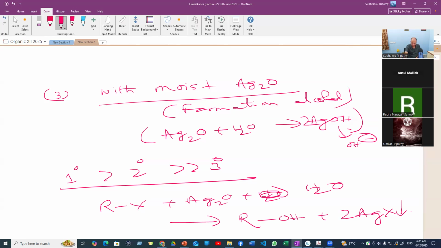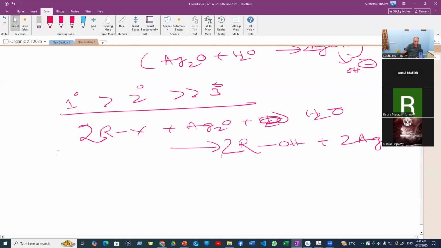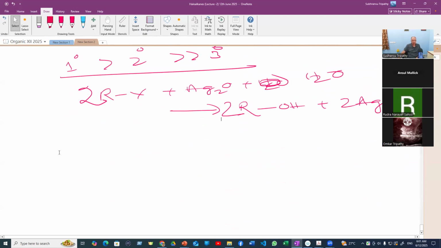This here will be also 2. Here also will be 2. Got it? Yes, sir. So silver oxide, moist silver oxide is a very good choice for getting alcohol.